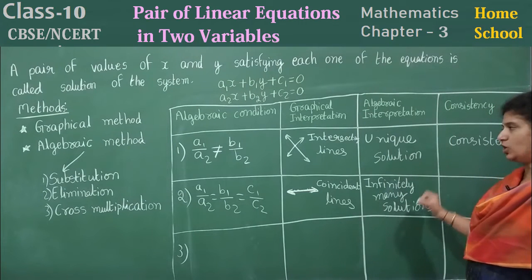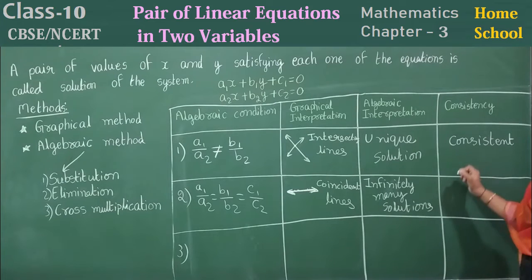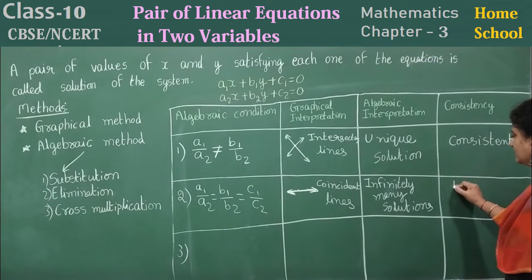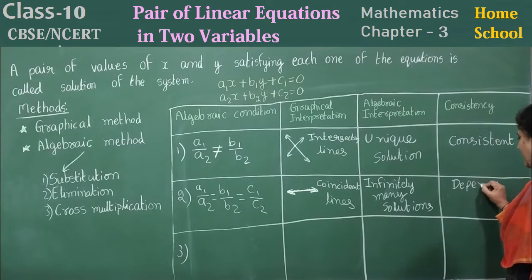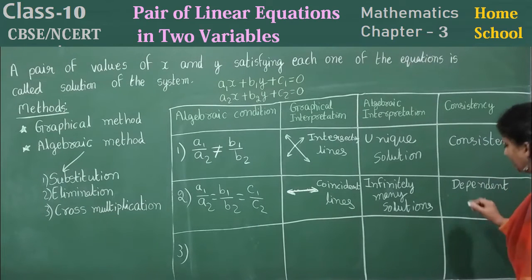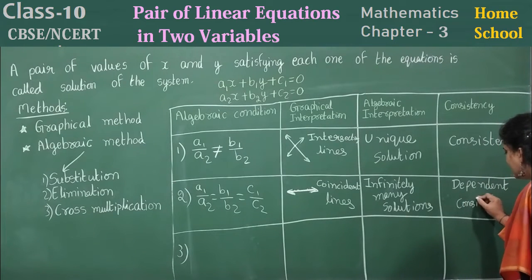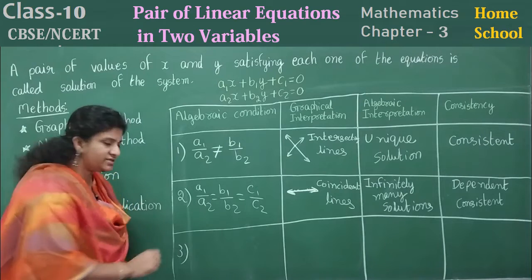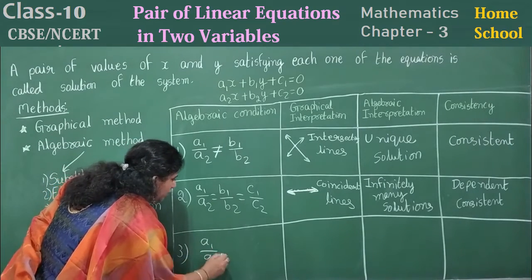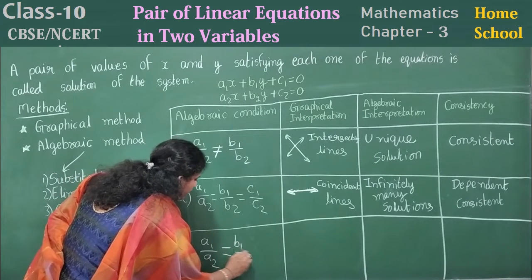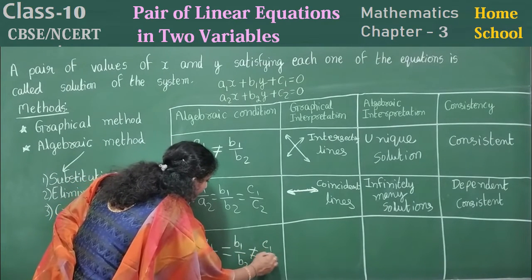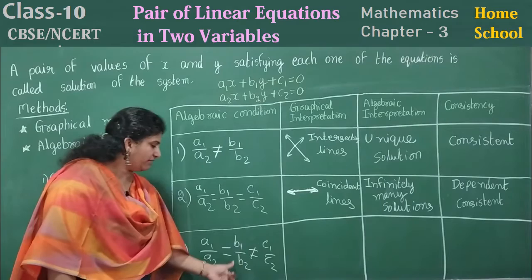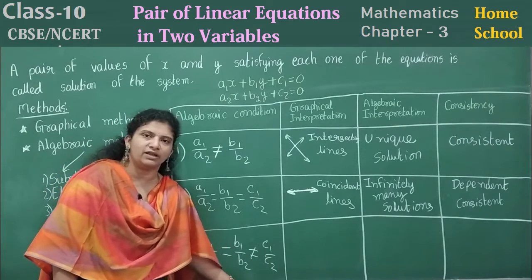Infinitely many solutions. And coming to consistency, is this consistent? Yes, it has many solutions. Whereas this, I may say it is dependent. The system is dependent or consistent, any one answer you can say, children. Consistent. Let's see the third case. What's your third case? a1 by a2 is equal to b1 by b2 is not equal to c1 by c2. See the third case: a1 by a2 is equal to b1 by b2 is not equal to c1 by c2.